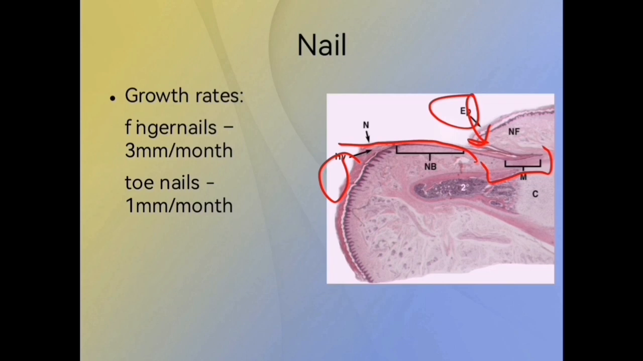For the growth rates, fingernails grow at the rate of 3 millimeters per month, and toenails grow at the rate of 1 millimeter per month. That's why we have to cut fingernails more regularly than toenails.